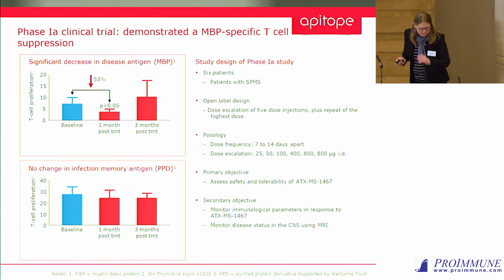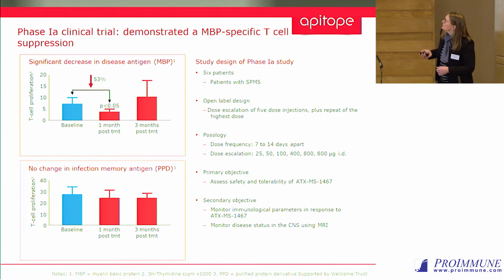So with that we went into the clinic, and this is the first, phase 1A. That was done quite a long time ago, and it was a very small study, 6 patients, but it's interesting because they are in secondary progressive MS.